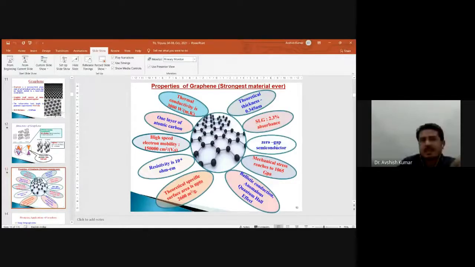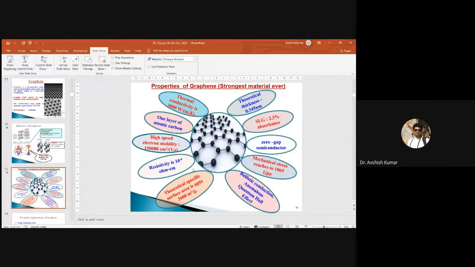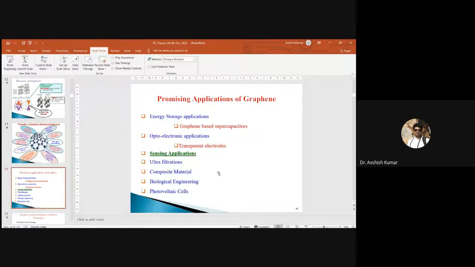Thermal conductivity is 3000 watt per meter Kelvin. Theoretical thickness, we call it 0.345 nanometer. For a single layer, the absorption is basically 2.3%. Zero band gap semiconductor. Resistivity 10⁻⁶ ohm. It has very high electron mobility, and ballistic conduction is there. It is because of these properties that this material is very promising for various applications.